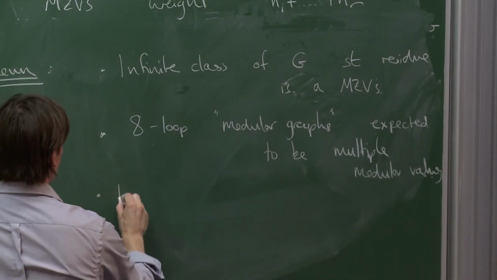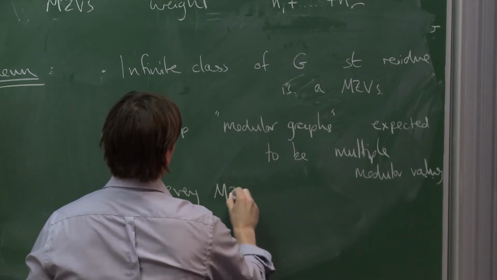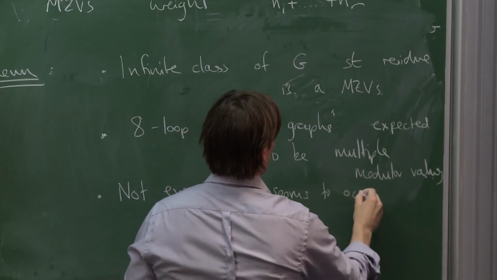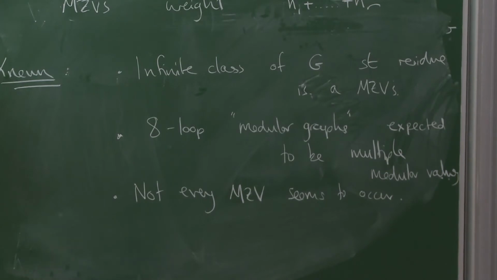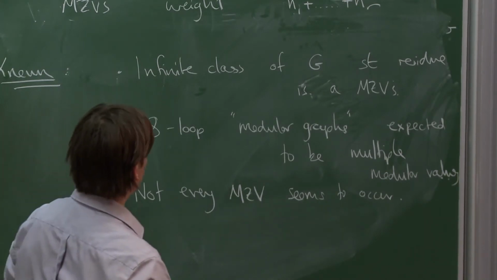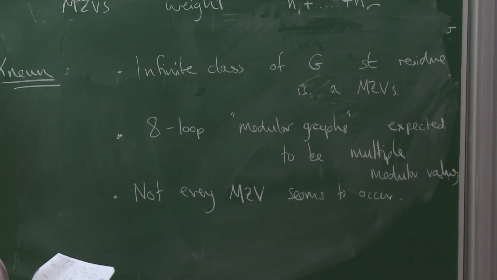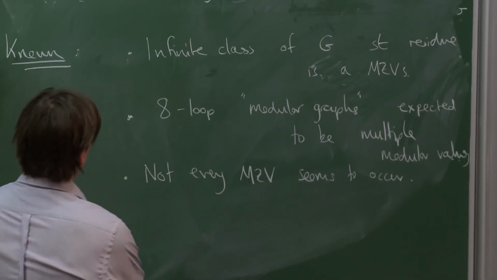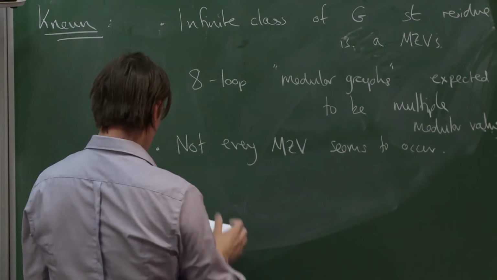Another comment worth making is that not every multiple zeta value seems to occur. That means if you take the vector space generated by the residues of these graphs, they don't seem to fill the space of multiple zeta values. There's some very specific subspace with some very interesting properties. And finally, there's only one family of graphs for which we actually know the amplitudes.